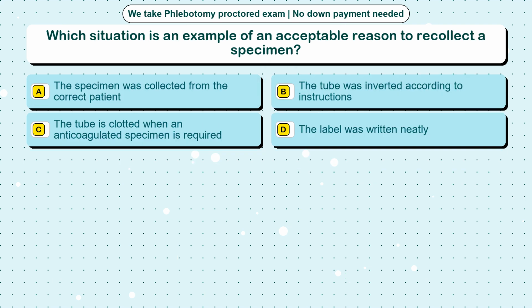Question 19. Which situation is an example of an acceptable reason to recollect a specimen? Option A. The specimen was collected from the correct patient. Option B. The tube was inverted according to instructions.